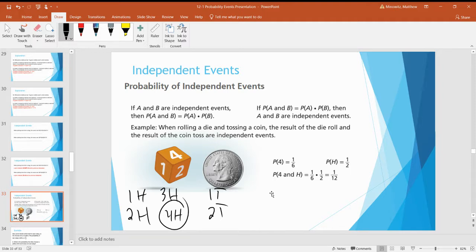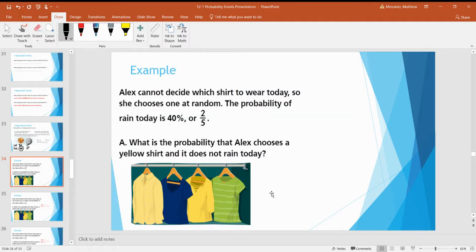But here's an example. Once again, I'd recommend you pause the video, you read the problem, you try it out, and then you can see my explanation when you unpause the video. Okay, so now we're going to have to deal with Alex and not being able to decide which shirt to wear today. So she chooses one at random.